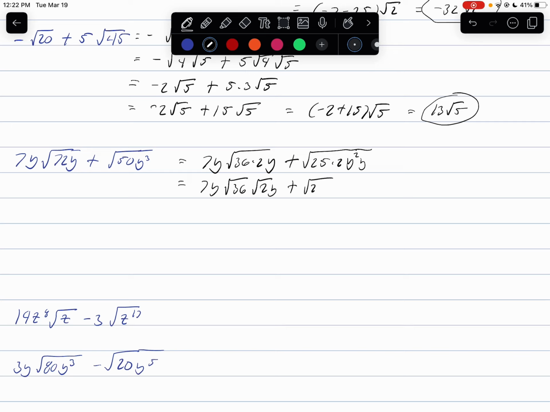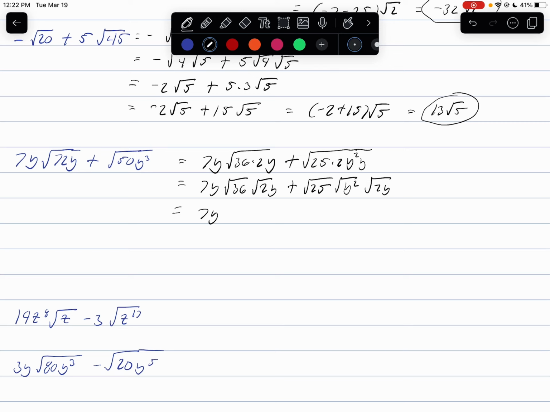plus the square root of 25 times the square root of y squared times the square root of 2y. So now we have the two y's in common. That's our goal, to try to find something that we can latch onto in each of these, right? So now let's simplify a little bit.